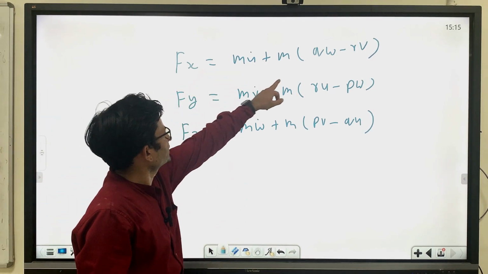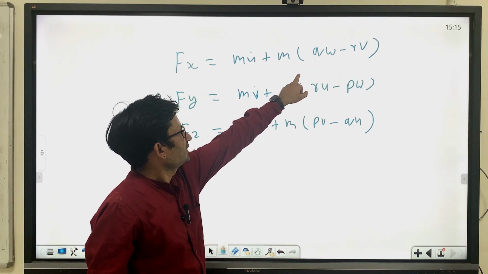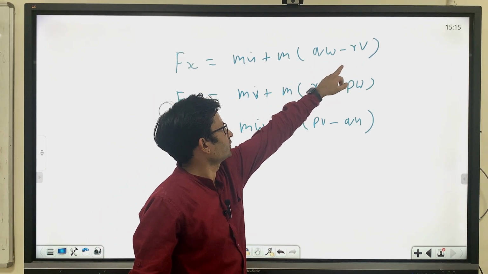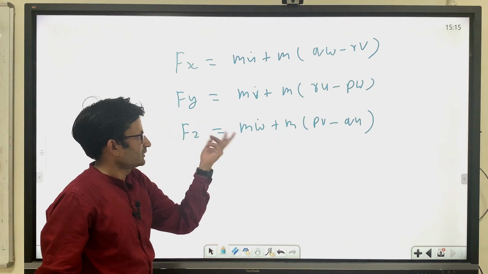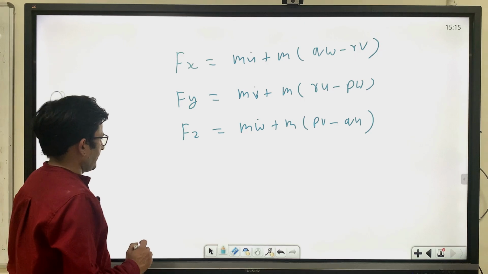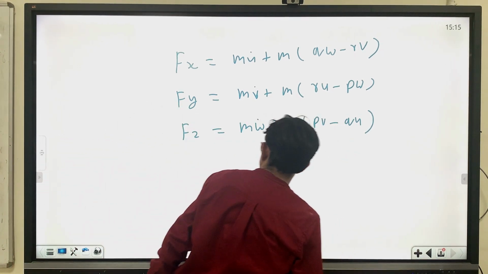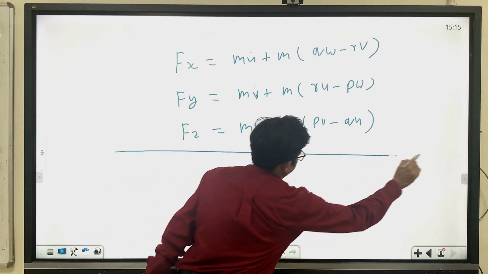See, when you write S, there is no U component, right? And there is no P component. So Qw minus Rv, you can easily find. Now, I was here, right? Please note that I was here.